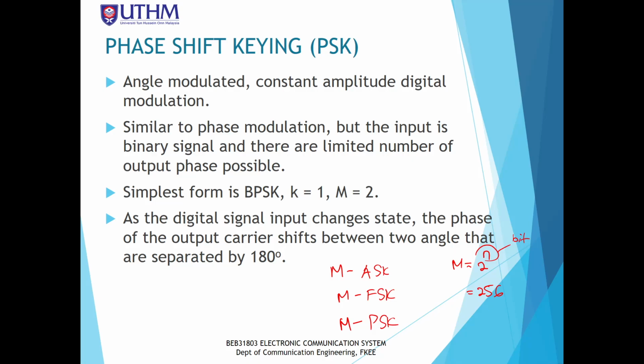If the number of bits that we use, k, is for example 1, that means the number of symbols that we're going to produce is 2 to the power of 1, which is equal to 2. Two symbols, what is it actually? 0 and 1. And this is what we call binary. The name is BPSK.